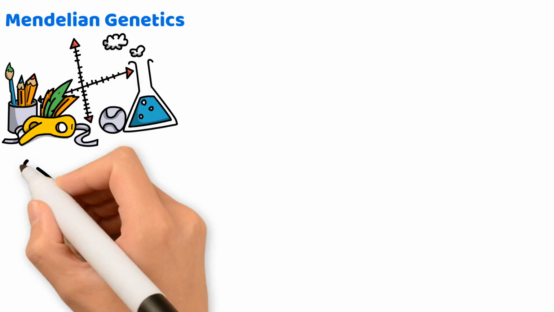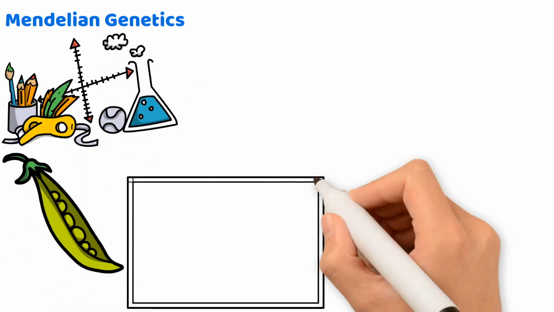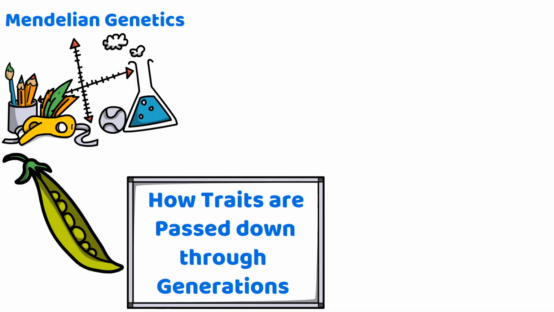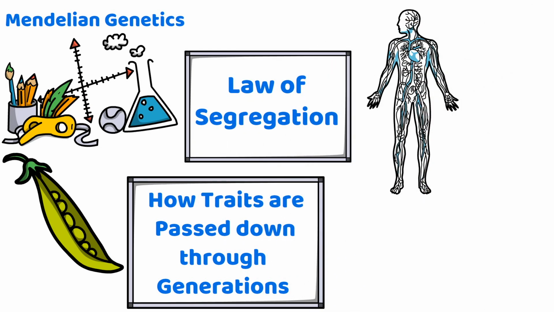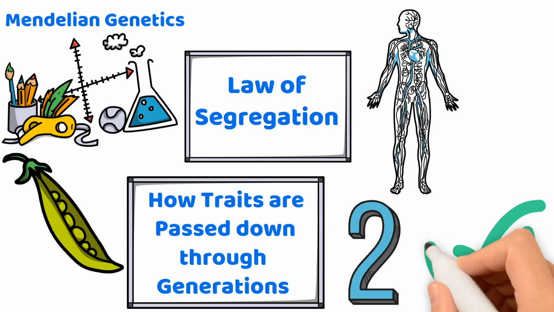Gregor Mendel's experiments with pea plants laid the foundation for understanding how traits are passed down through generations. His law of segregation tells us that each organism carries 2 alleles for each trait, which separate during gamete formation, ensuring each gamete carries just 1 allele per trait.